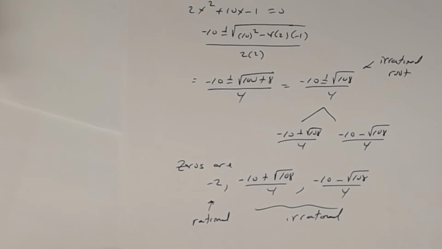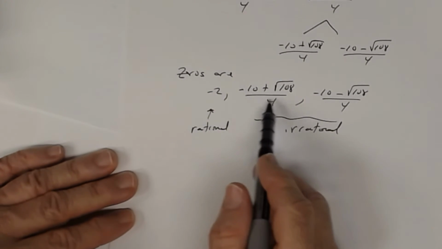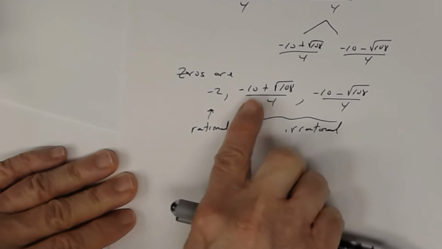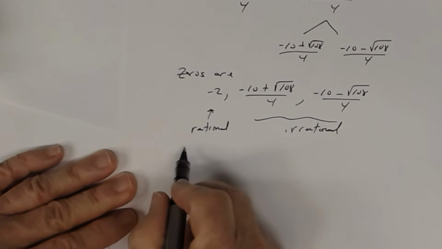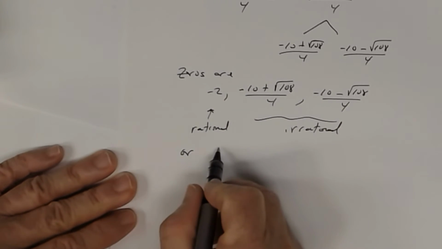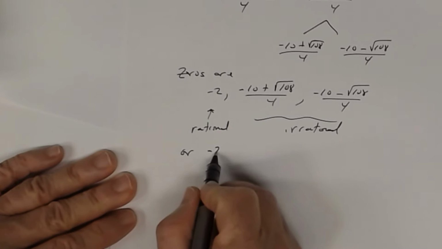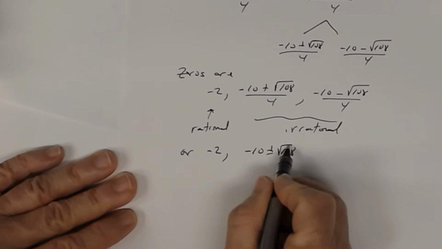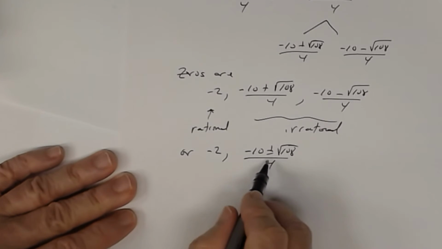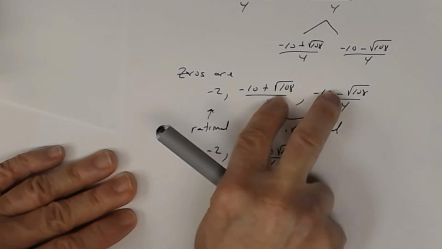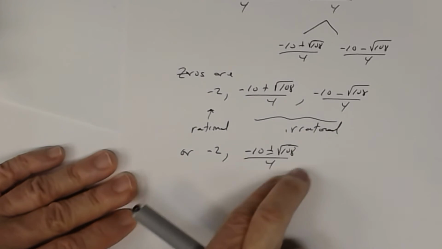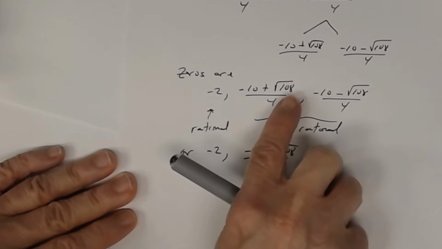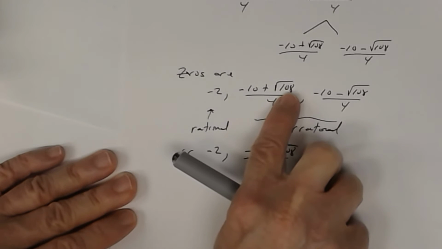Now I just want to remind you, you see how I listed them separately? Keep in mind, on MyMathLab, they will want them listed separately. But on a paper test, you could have just said negative 2 comma negative 10 plus or minus the square root of 108 divided by 4. The plus and minus takes care of it, you're just writing both as one thing. Now, on MyMathLab, they're probably going to ask you to simplify the radical.